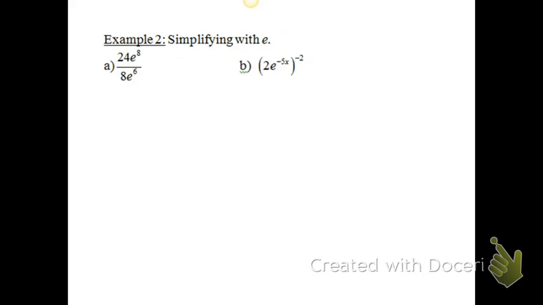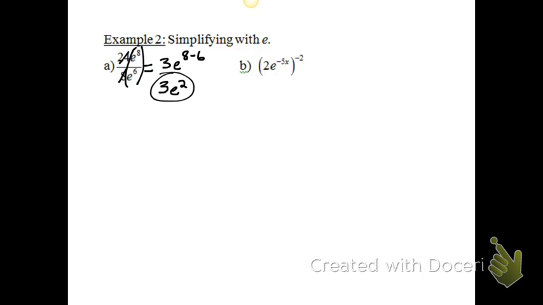Another example that I can show you with e is simplifying with the base e. Guys, treat e just like you would any variable when you simplify. So for a, if I have 24e to the 8th over 8e to the 6th, I would say, alright, well 24 and 8, they're divisible. I can have that be 3. And then remember what you do with exponents when you divide like bases. You end up subtracting them, right? So it's going to be e to the 8 minus 6 power. So I'd have 3e to the 2nd power. And I would just leave it like that. That's the exact value.